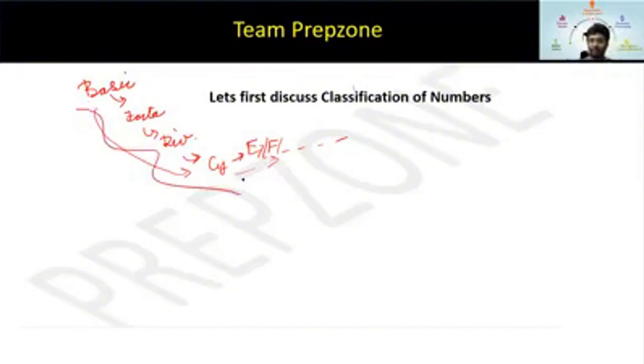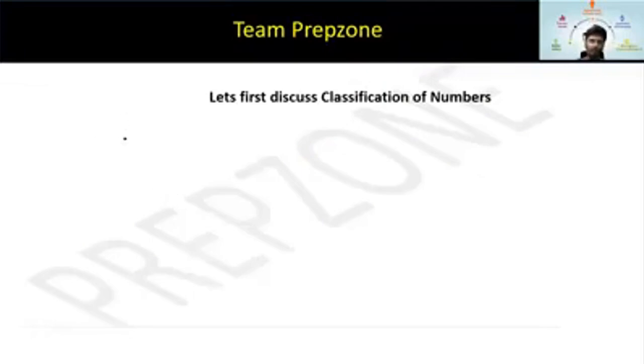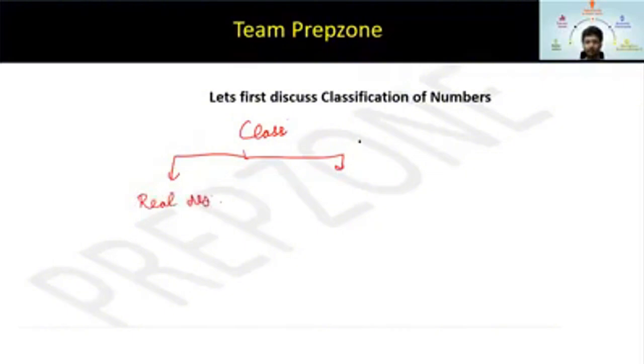So let's start with some basic classification of numbers. What basically is a number? How many types of numbers are there, and so on and so forth. The very basic classification. Okay. So see, classification goes something like this. There are 2 types of numbers. The first is real number and the second is imaginary number.